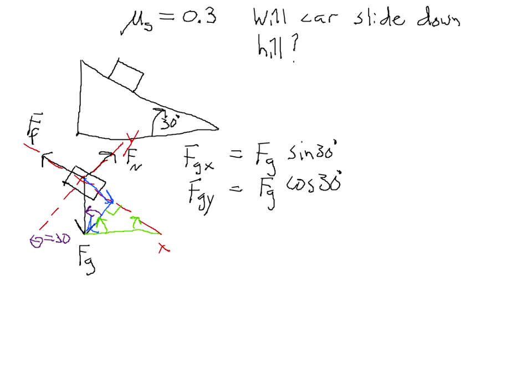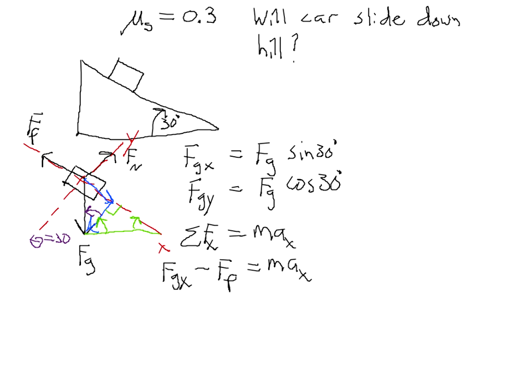Once you've done that, you apply Newton's second law. The sum of the forces in the x direction equals m a x. The forces in the x direction are F G X in the positive x direction and friction in the negative x direction. That is equal to the mass of the car times the acceleration in the x direction.